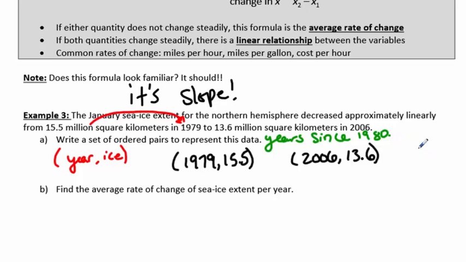So if I just make up the starting year of 1980, 1979 would be -1 year since 1980, since it was before, and 2006 would be 26 years after 1980.